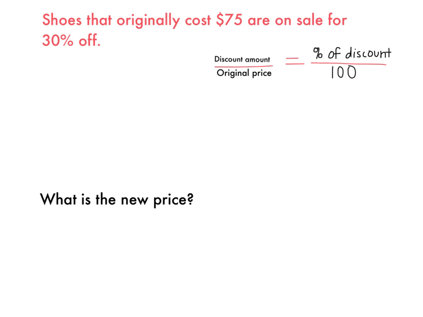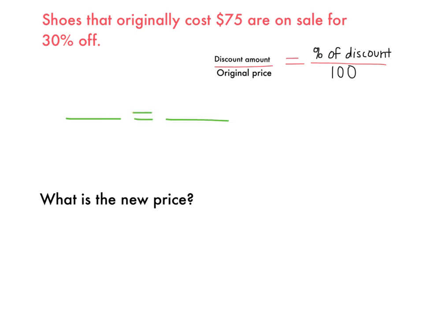All right, so here we have an example. I have some shoes that I saw at the store, and they originally cost $75, but they're on sale for 30% off. First, I want to know, what's my discount? How much money am I saving? Am I saving $10? Am I saving $5? What's my actual discount?